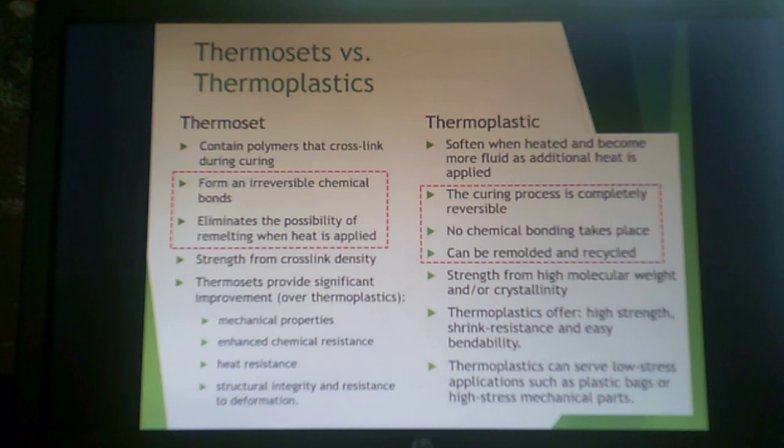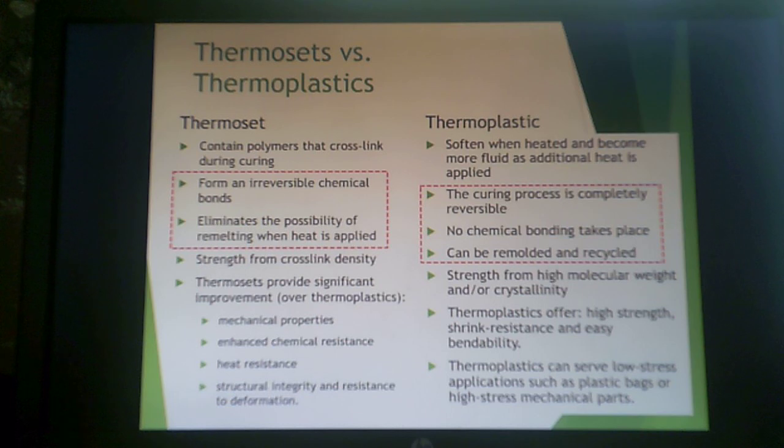And therefore, you can't remelt it. These will degrade before they melt. Sometimes they'll soften, but you'll eventually get them to degrade before they actually melt. A thermoplastic, of course, doesn't do that. The way this cures is basically just by freezing it, cooling it down.